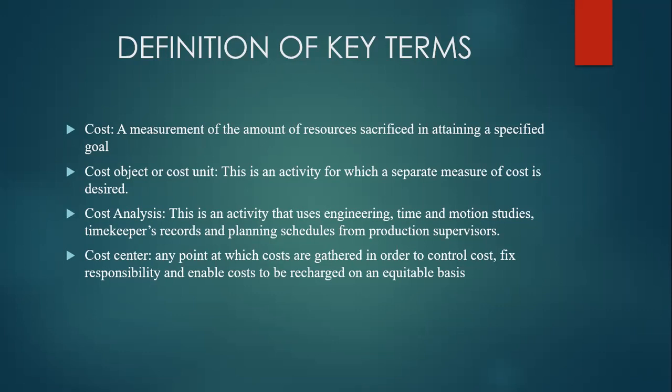What is a cost object or cost unit? It is an activity for which a separate measure of cost is desired. It's a cost unit. So you can talk about reagent cost as a unit. You can talk about medicine cost as a unit. You can even talk about salary as a cost unit. All these are referred to as cost units or cost objects.